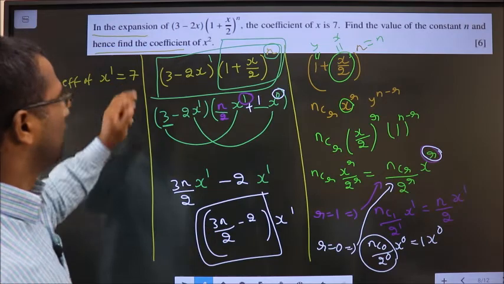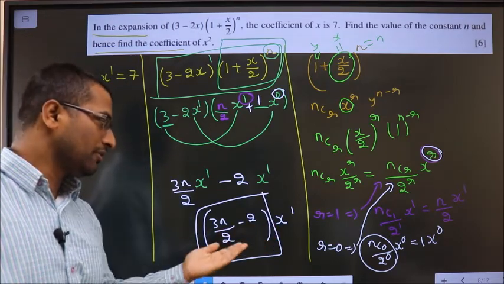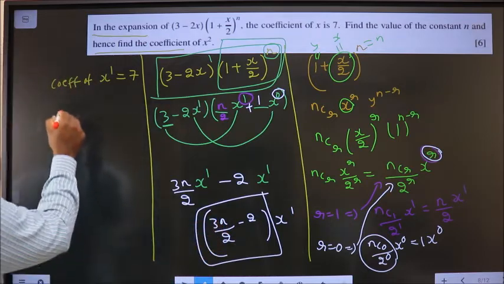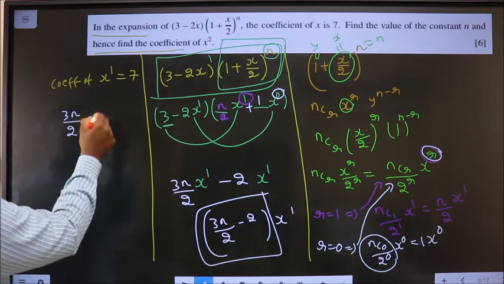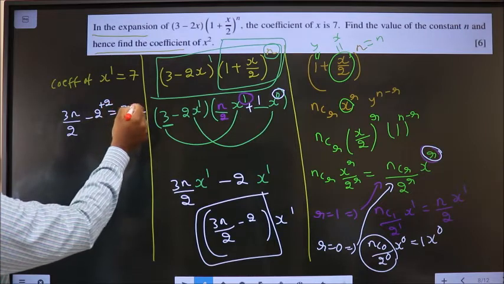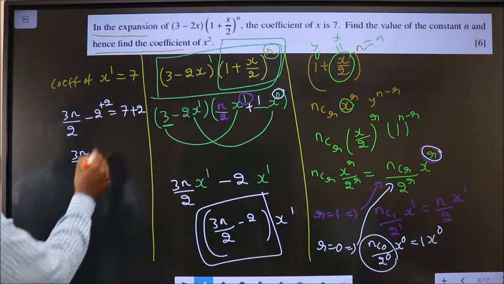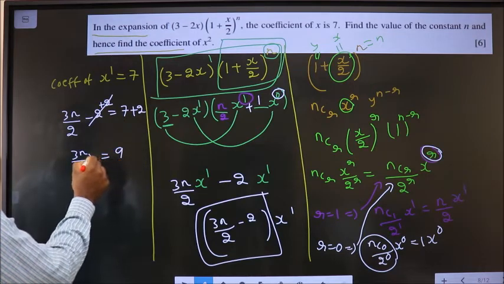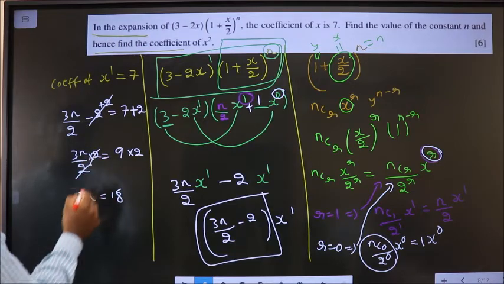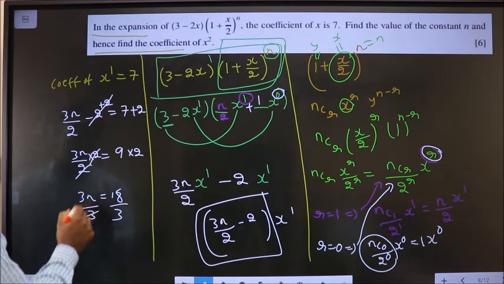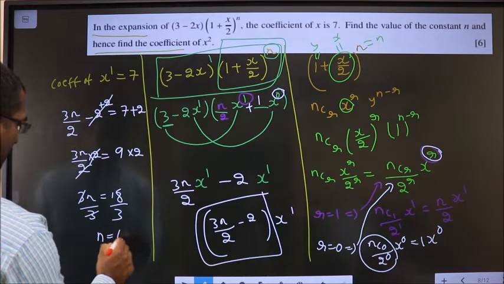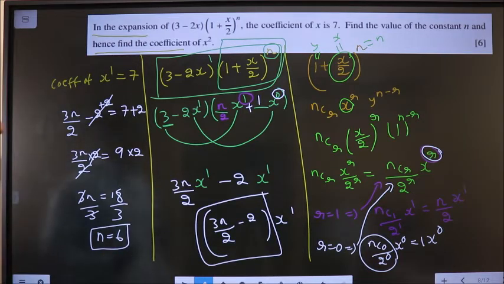Now, the coefficient of x power 1 was told to be 7 and we got the coefficient of x power 1 to be this. Both have to be equal, so equate both. So 3n by 2 minus 2 equal to 7. Now add 2 on both sides, 9. Now multiply by 2. Now divide by 3. So we got the n value to be 6.